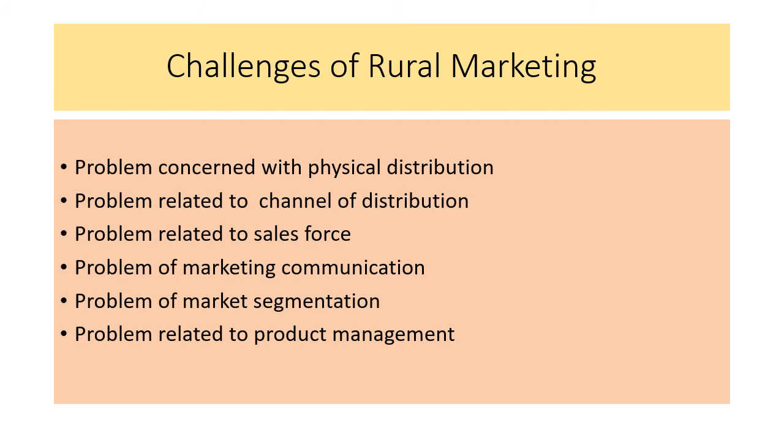Fourth, problem of marketing communication. The problem of marketing communication or sales promotion in the rural areas also deserves attention. These problems arise out of the barriers to market communication. These barriers are divided into two parts, that is, barriers arising out of rural market structure and barriers arising out of available media. Fifth point, problem of market segmentation. Market segmentation in rural marketing is more important than perhaps even in urban marketing. This is because there is a great amount of diversity in various rural markets of India.